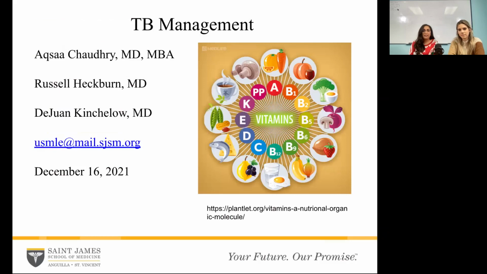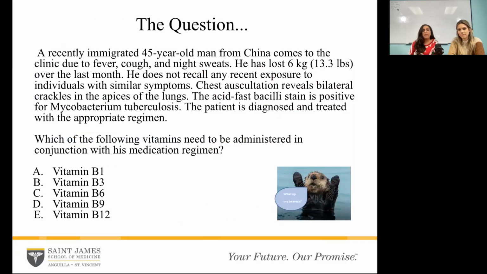So let's get into the question. A recently immigrated 45-year-old man from China comes to the clinic due to fever, cough, and night sweats. He's lost 6 kilograms, about 13.3 pounds, over the last month. He does not recall any recent exposure to any individuals with similar symptoms. Chest auscultation reveals bilateral crackles at the apices of the lungs. The acid-fast bacilli stain is positive for Mycobacterium tuberculosis.